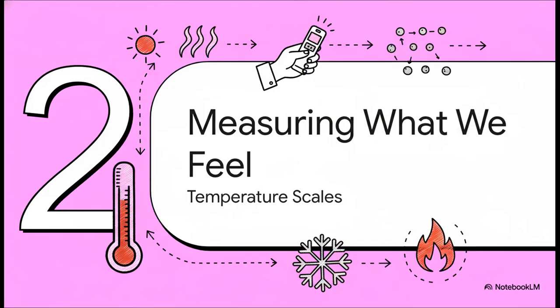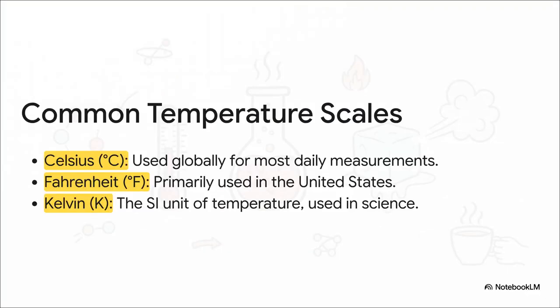Okay, so we get what temperature is, all that molecular jiggling, but how do we actually put a number on it? You're going to run into three main scales. They were all set up using different reference points, usually the freezing and boiling points of water. But I'll give you a hint. For physics, one of these is the undisputed champion. That's right, it's Kelvin. And we're about to see exactly why it's so important.